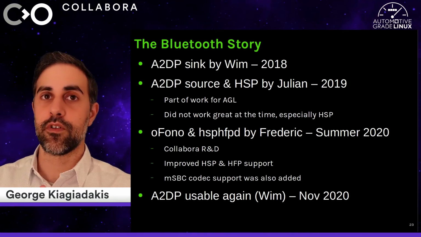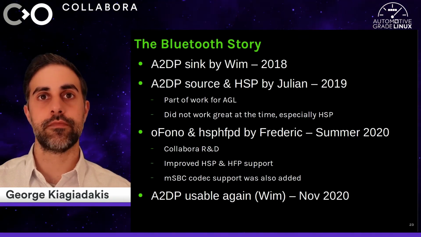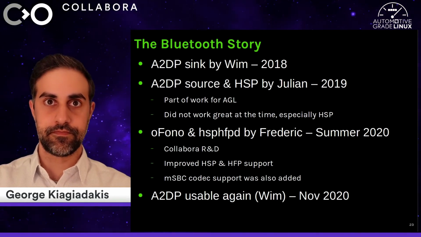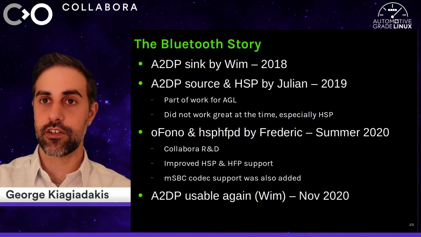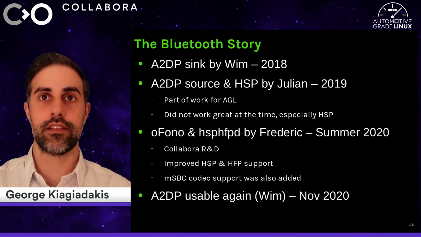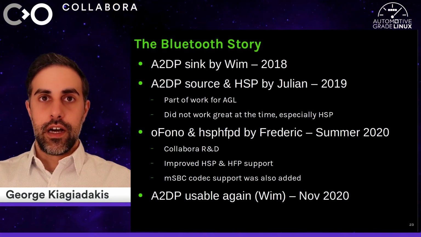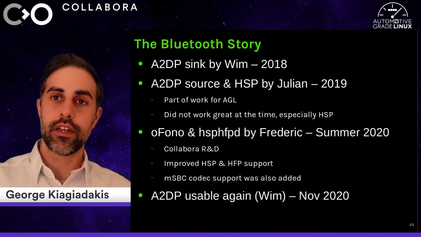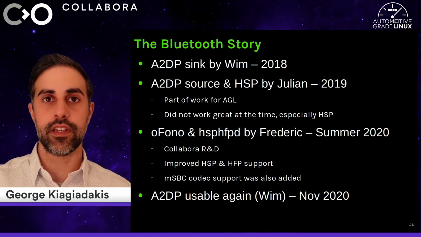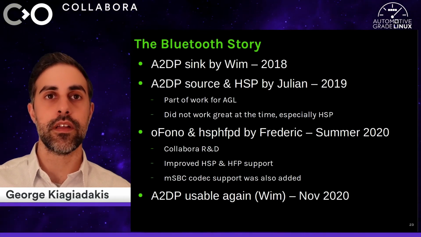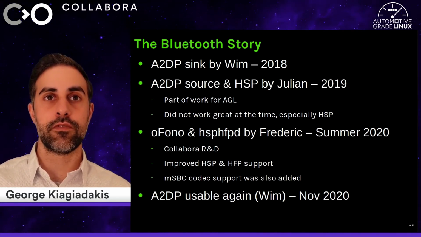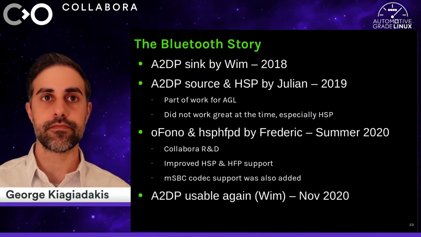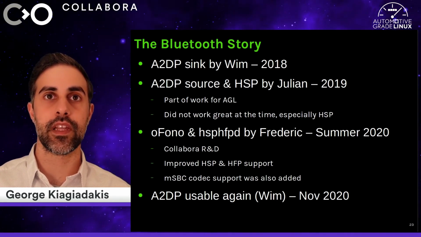He also added support for the MSBC codec for when using HSP-HFPD. And that was actually working well at the time. However, A2DP was not working at the time. It was broken because of changes that had happened in the PipeWire API in the meantime. So later on in November 2020, Wim fixed A2DP support, made it usable again.